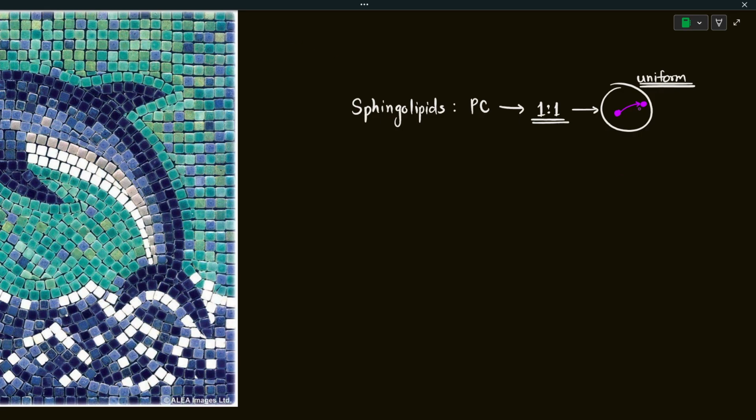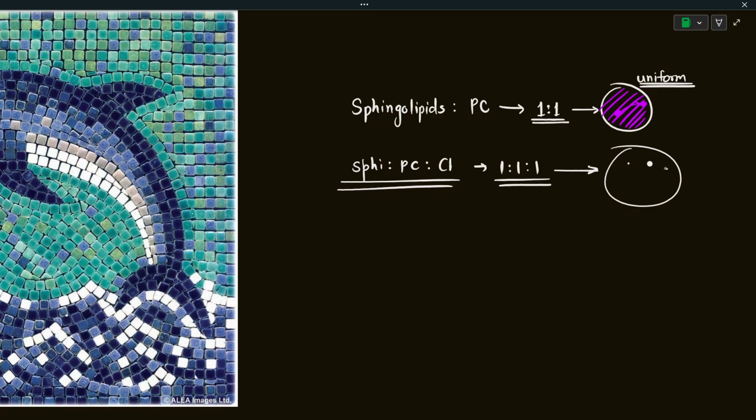So this is how the sphingolipid and phosphatidylcholine, when they were mixed together in equal volumes, formed a uniform bilayer. But when researchers added sphingolipid, phosphatidylcholine, as well as cholesterol in the mixture, all of them kept 1:1 in the ratio, so they had equal proportion in the liposome formation, then the liposome which was formed was actually a mosaic liposome.